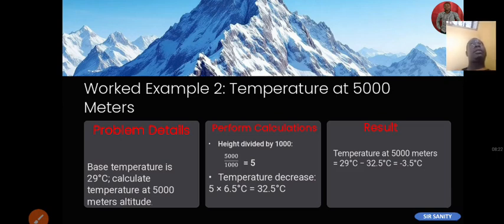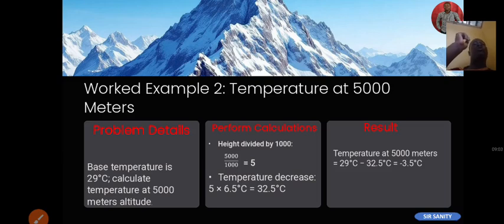Now example 2 says that the height of a mountain is 5,000 meters. The base temperature is 29 degrees Celsius, while the altitude is 5,000 meters. So we should work out the temperature at the top, since we said that for every 1,000 meters of ascent, there is a fall of 6.5 degrees Celsius.